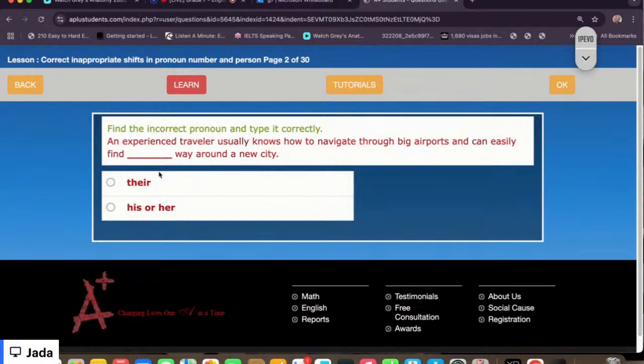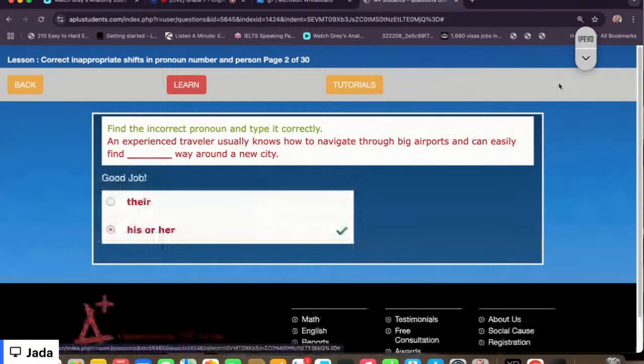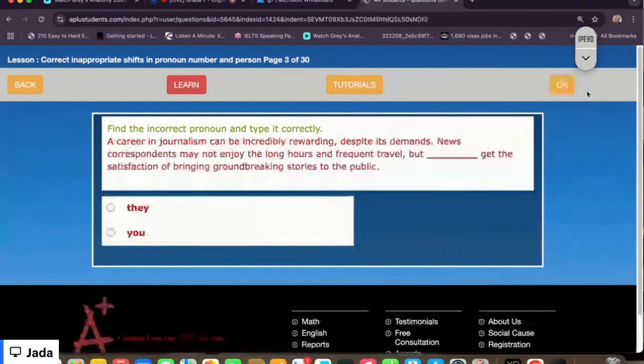All right, so we can have big airports and can easily find his or her way around a new city, because the gender is not specified right now, so we don't know who the explorer would be. Okay, so a career in journalism can be incredibly rewarding despite its demands. News correspondents may not enjoy the long hours and frequent travel, but dash get the satisfaction of bringing groundbreaking stories to the public. So they or you, what do you think is the right one here?